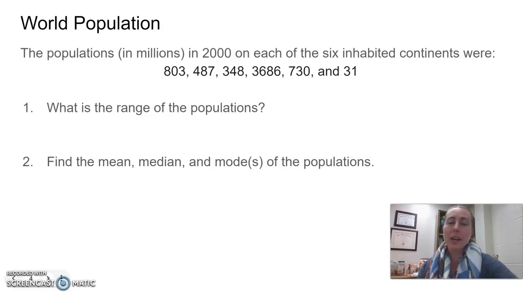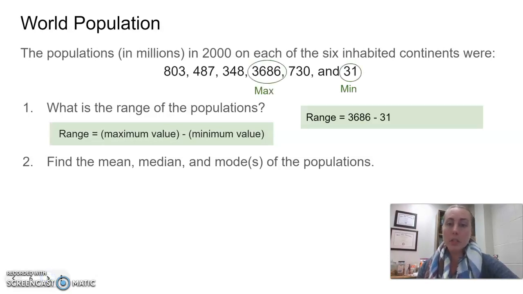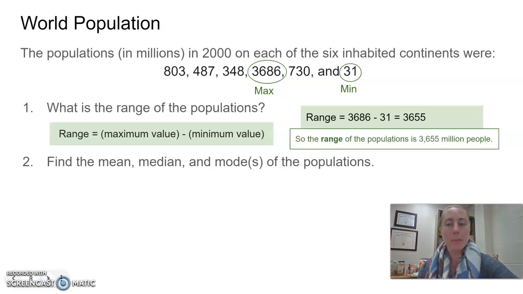Our first question is, what is the range of the populations? Remember, range is the maximum value minus the minimum value. So we find the maximum, which is 3,686, and the minimum, which is 31, and subtract them. The largest minus the smallest. 3,686 minus 31 is 3,655. So the range of the populations is 3,655 million people.